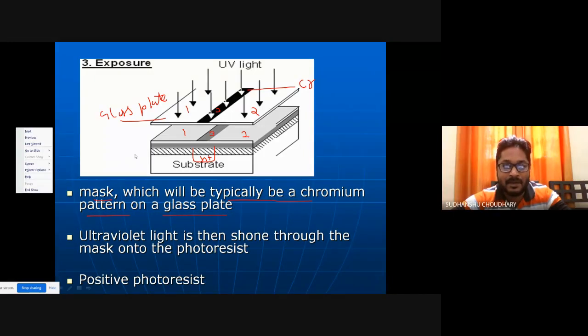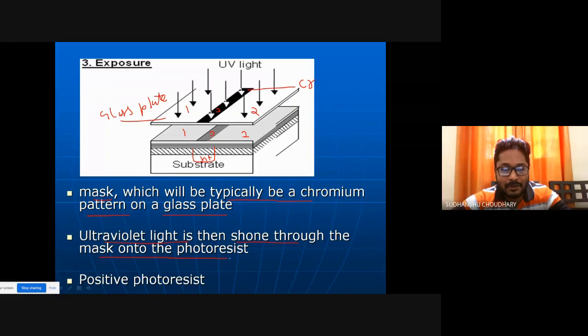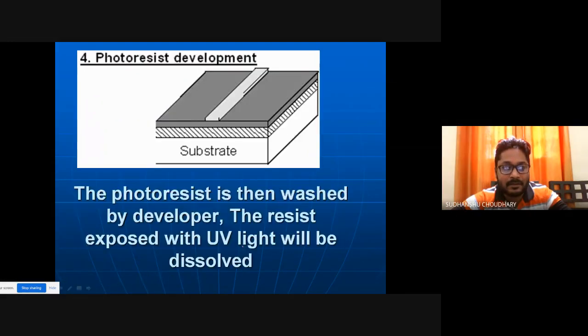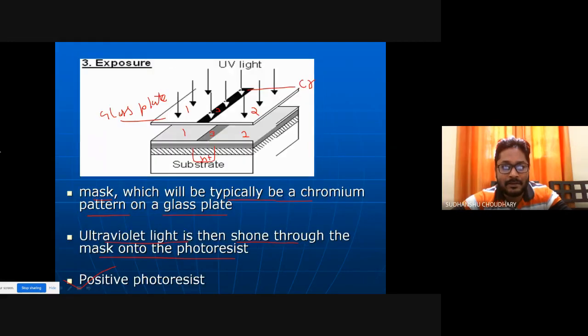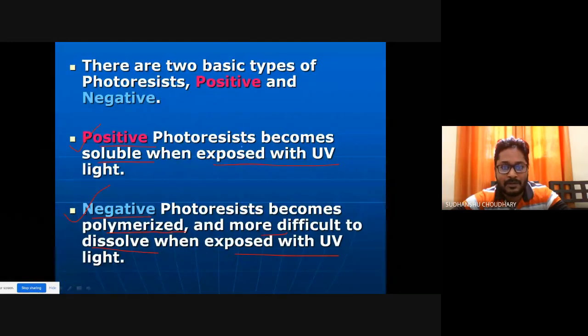Depending upon my application, I will use either a positive photoresist or a negative photoresist. Ultraviolet light is then shone through the mask onto the photoresist. Let's say it's a positive photoresist. If it is a positive photoresist, that means these two regions, 1 and 2, become soluble when exposed to UV light.